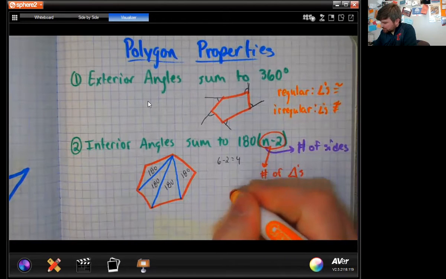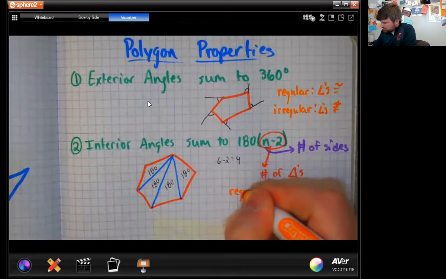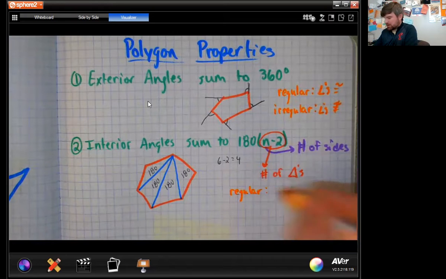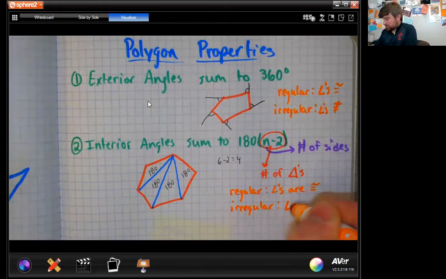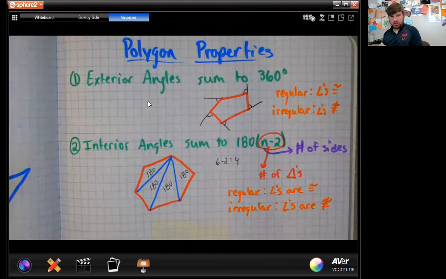So with regular polygons, angles are congruent. And with irregular, angles are not congruent. So that's a little bit tricky on finding that one.